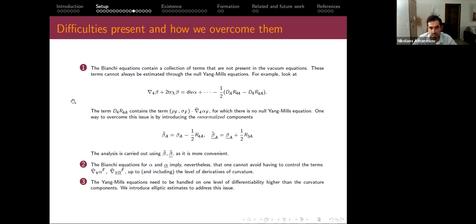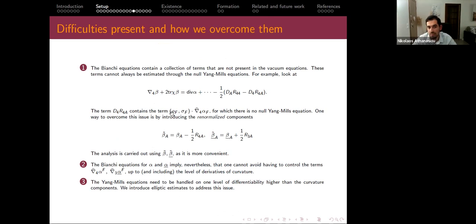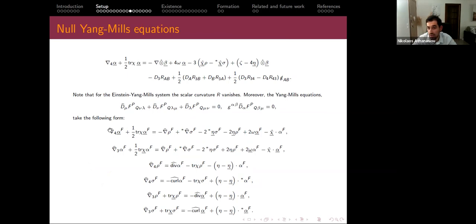The difficulties that are present, some of them are as follows. First of all, the Bianchi equations contain, because now we don't work in vacuum, a collection of terms that are not present in the vacuum equations. These terms cannot always be estimated through the null Yang-Mills equations. So for example, if you look at the Bianchi equation for beta, right here, you can see that the term D4 of beta is going to contain a term which looks like this. The point being that we do not have a null Yang-Mills equation for nabla_4 alpha F. As you can see here, we have it for nabla_4 alpha bar F.